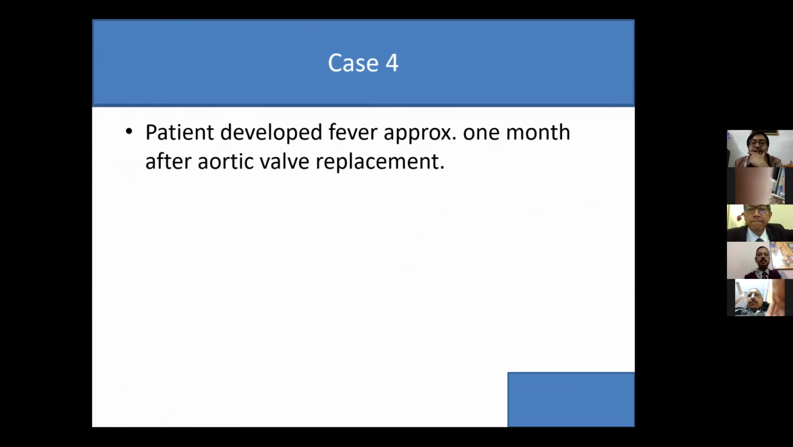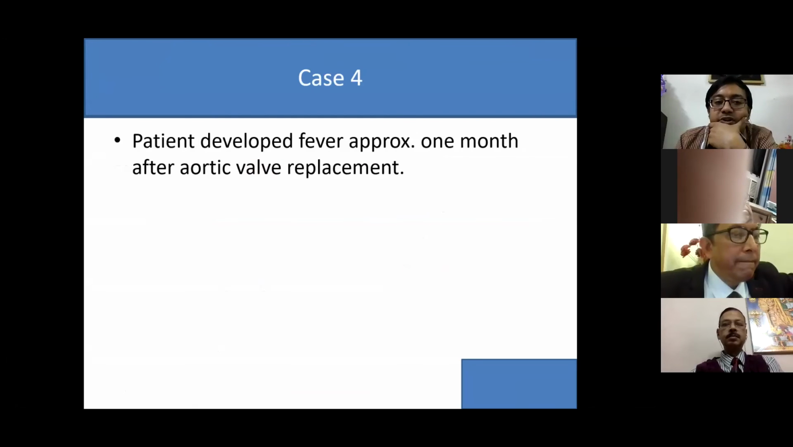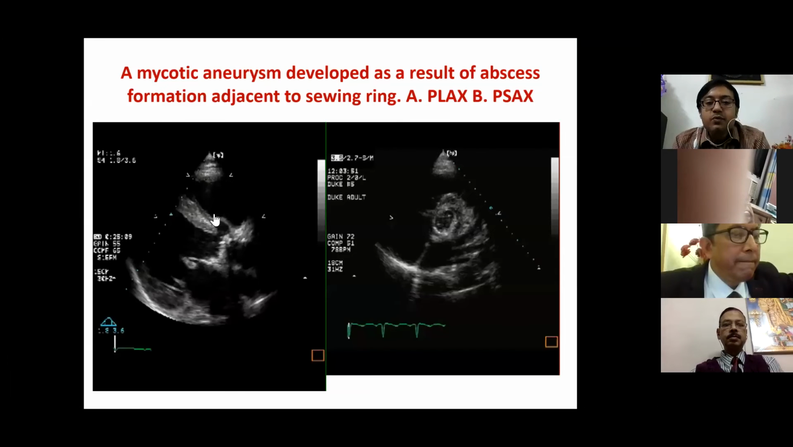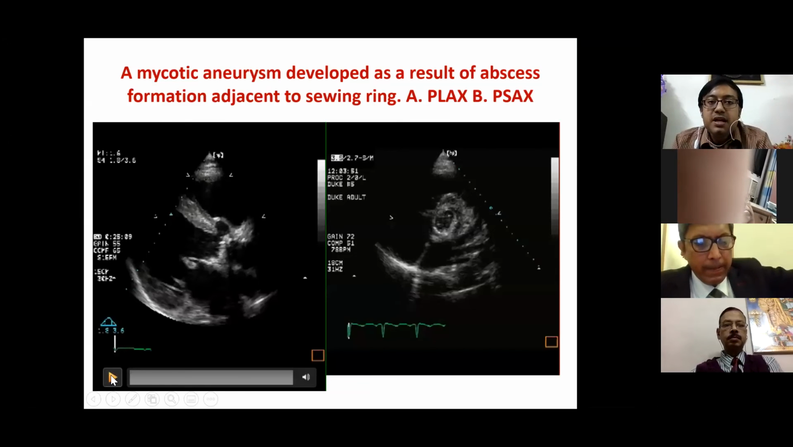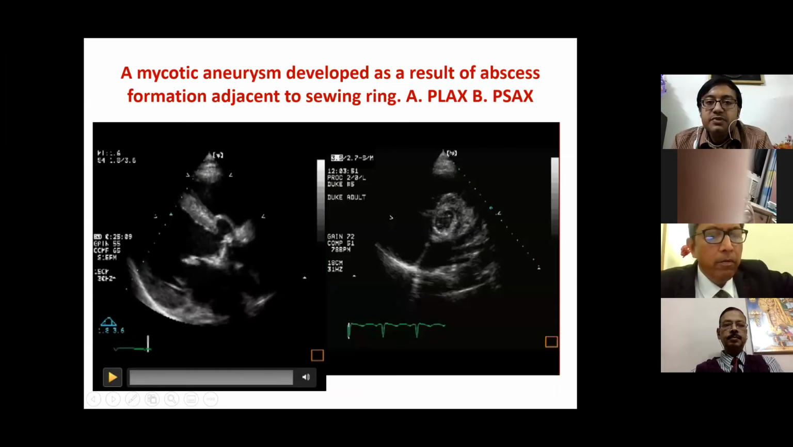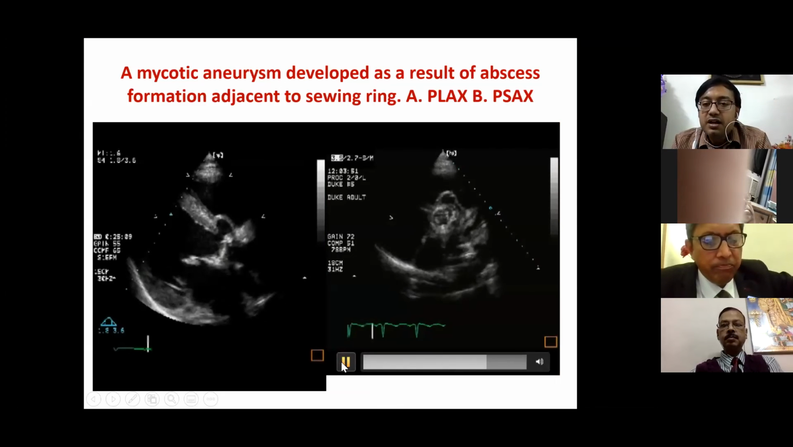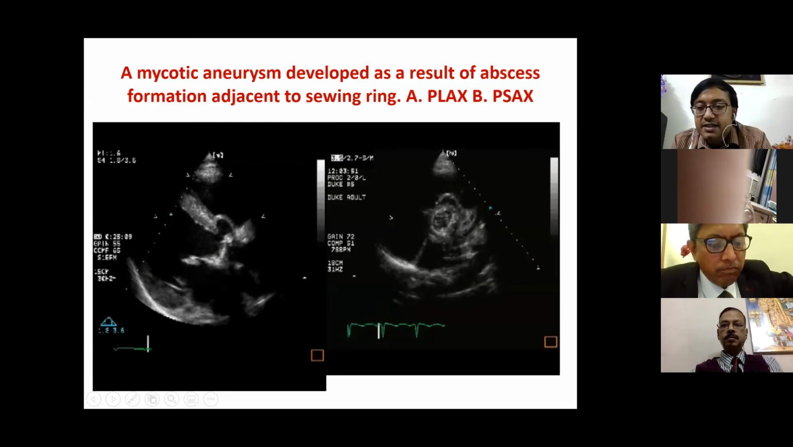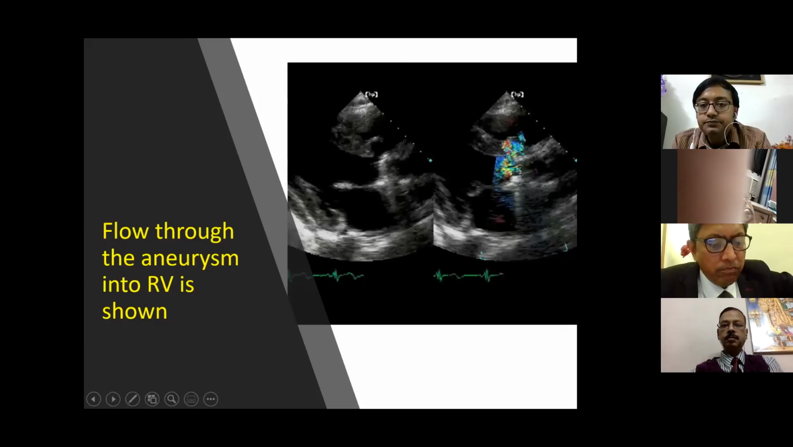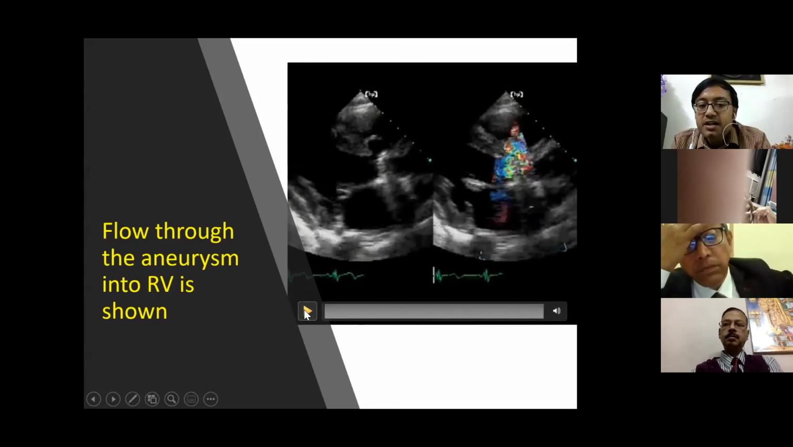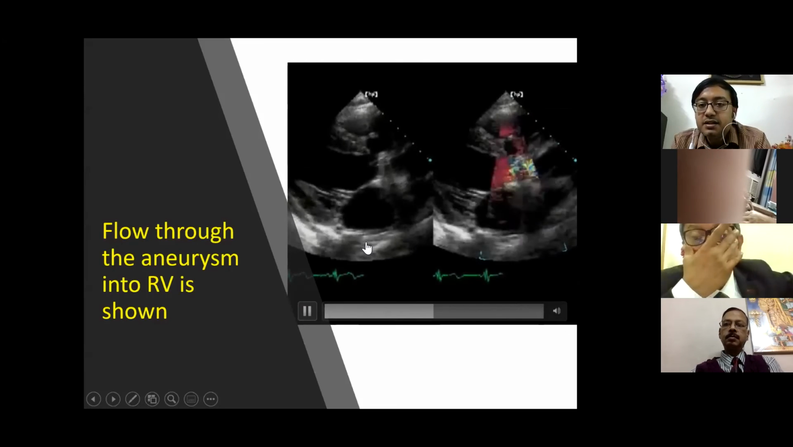So another case, this patient developed fever approximately 1 month after aortic valve replacement. So let's see what the echo shows. It's actually a mycotic aneurysm that developed as a result of abscess formation just adjacent to the sewing ring. So that is the classical site of aortic root abscess formation. And Doppler shows, this is the short axis image, the same, this dehiscence, there is a root abscess formation. Flow through the aneurysm into the RV can be seen. This is a Doppler flow.